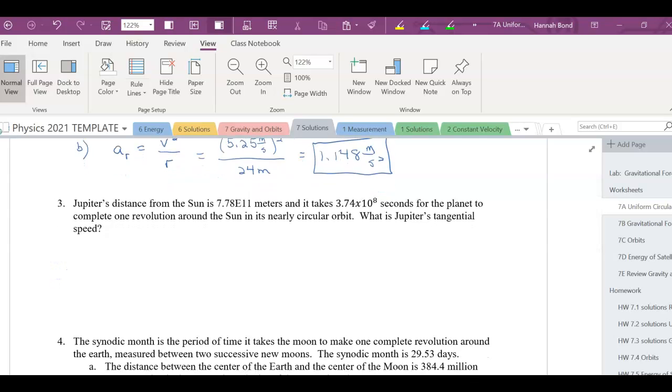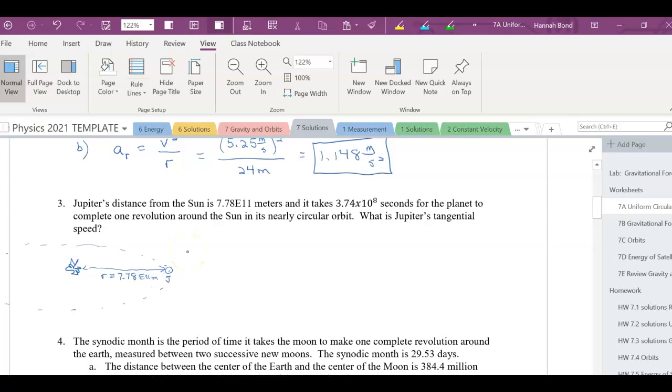Okay, let's talk about number 3. Jupiter has an average distance from the Sun of 7.78 times 10 to the 11th meters. So here is Jupiter, and Jupiter's making a circular path around the Sun. The distance between Jupiter and the Sun is like the radius of that orbit. So the radius here is that distance of 7.78 times 10 to the 11th meters.